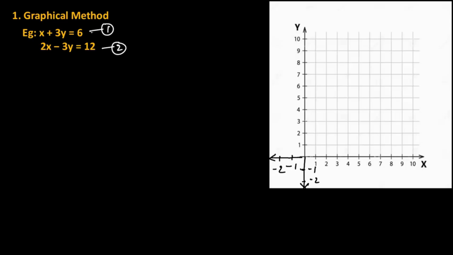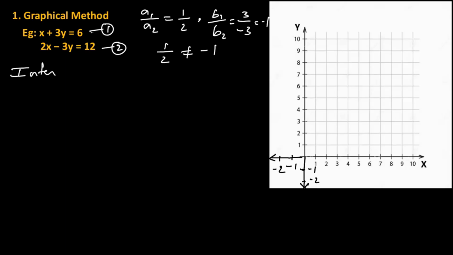So first let's check whether a1 by a2 is equal to b1 by b2 or not. You are getting a1 by a2 as 1 by 2 and b1 by b2 as 3 divided by minus 3, nothing but minus 1. So 1 by 2 is not equal to minus 1. So clearly you can say these are intersecting lines, as we saw in the previous slide. So this is the nature of the lines. So the graph should come like this.